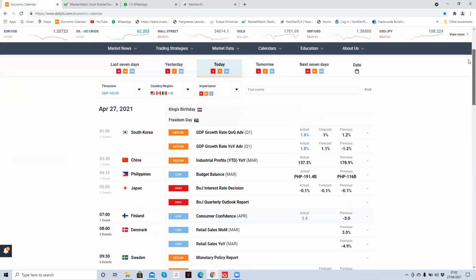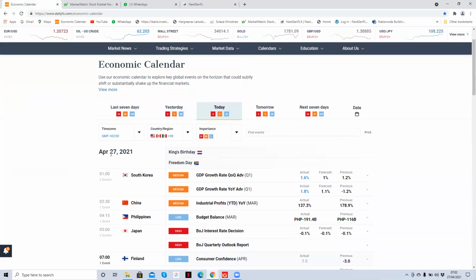Okay, so today is Tuesday, the 27th of April. Again, make sure you're using your own time zone wherever you are in the world. I'm currently in Rwanda, so I'm using GMT +2. So the times I will be quoting are GMT +2 times, but obviously make sure you have your own economic calendar set to your own time zone.